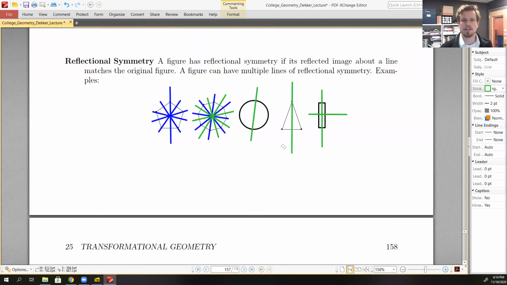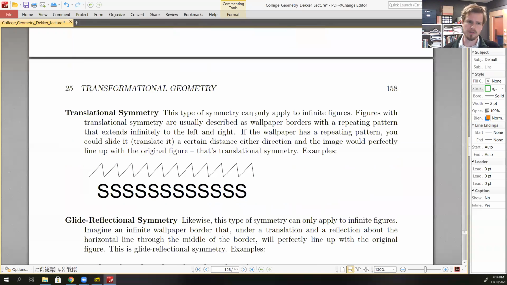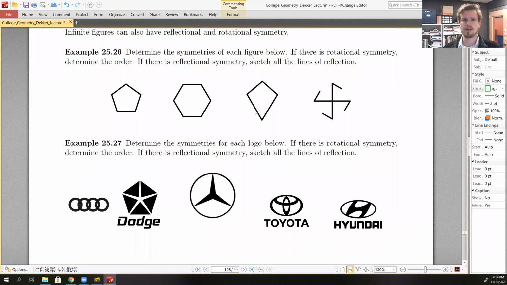Excellent. So I think that, again, those are the symmetries that we're familiar with. And what I'd like to do is take a look at a couple of examples of these as well. So we're actually going to skip over these 2 symmetries and move on to some examples that look at rotational symmetry and reflectional symmetry.